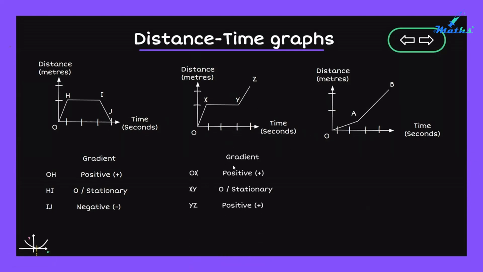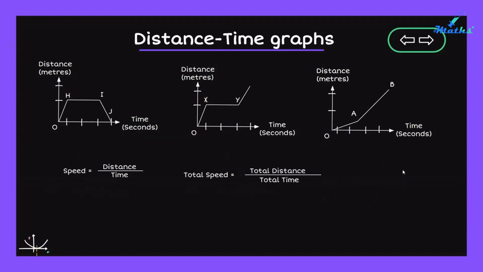O to X is positive, going up. Then X to Y remains the same, which is 0. X going up is positive. And for this one it is also the same: O to A is a positive gradient, and A to B is a negative gradient.